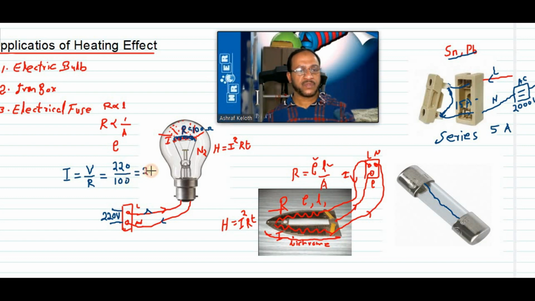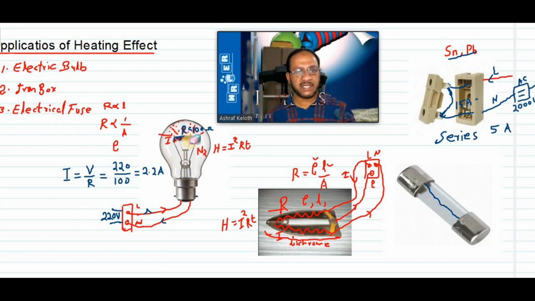If you divide this, the current is 2.2 ampere. In this circuit, the maximum allowed current is 5 ampere, and when you switch on the bulb, the current flowing is only 2.2 ampere. Is there any danger in this? No, sir, no problem. The bulb will start glowing. The current is within the limit. The current rating of the circuit is 5 ampere, and it is not going above 5 ampere. It is 2.2 ampere only. Got it? Yes, sir.